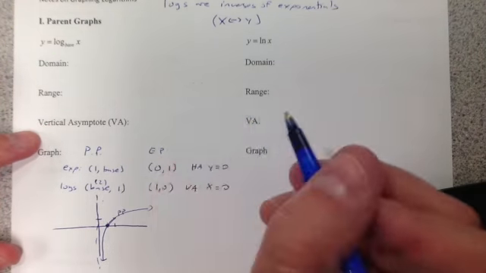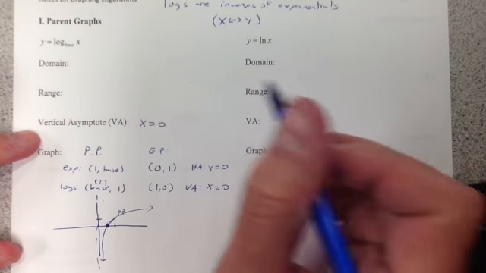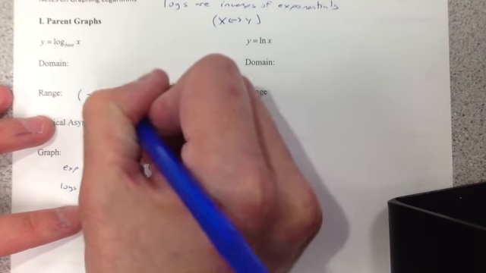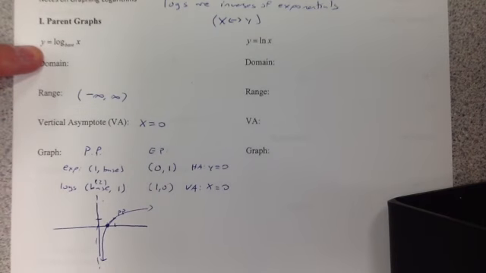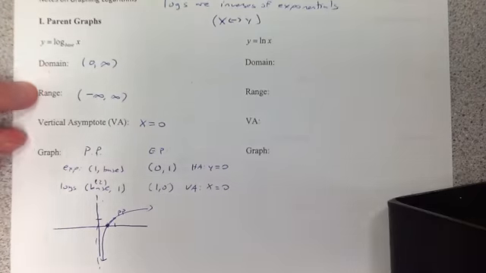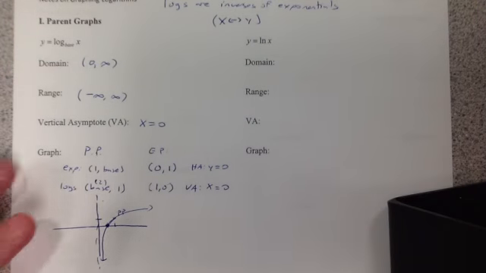So the vertical asymptote of the basic log will just be x equals 0. The range this time is all real. See, we just switched them around. Remember, the domain was all real yesterday for exponentials. The domain is going to be from 0 to infinity, just like the range yesterday was 0 to infinity.